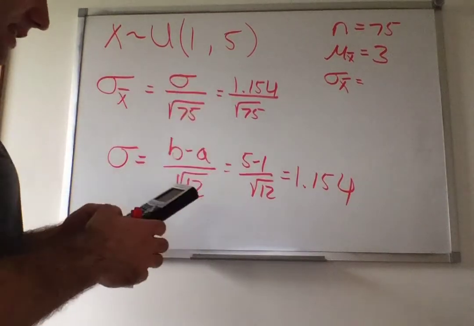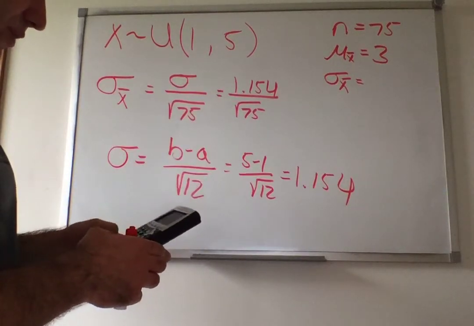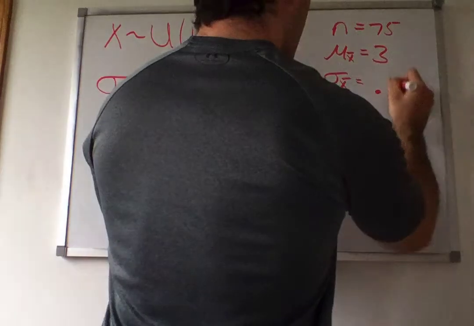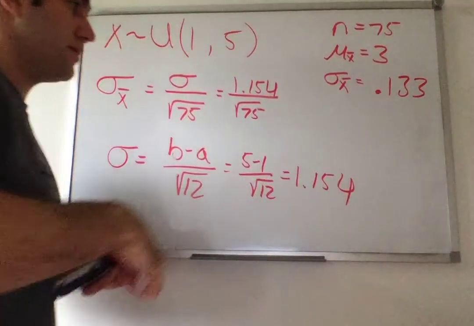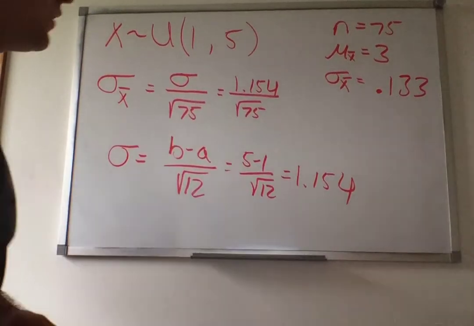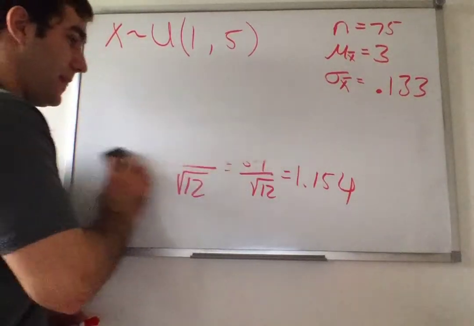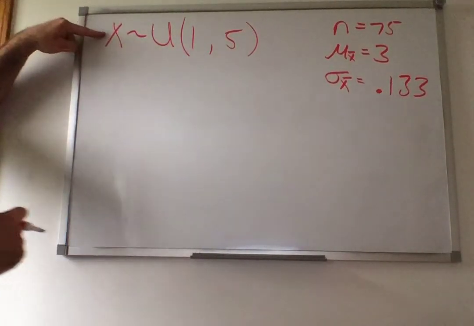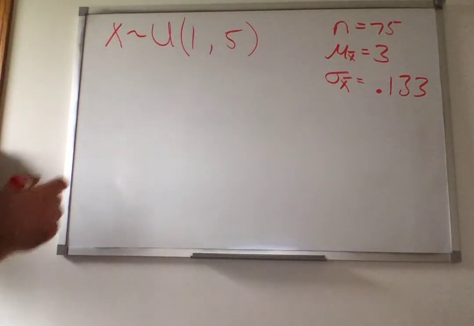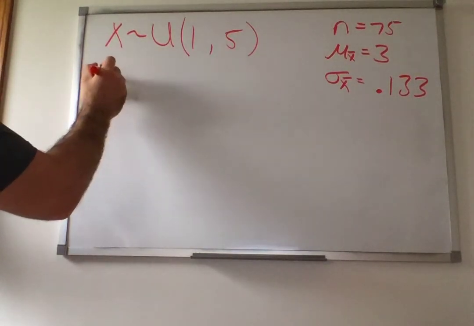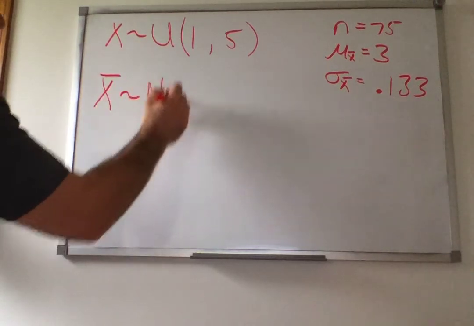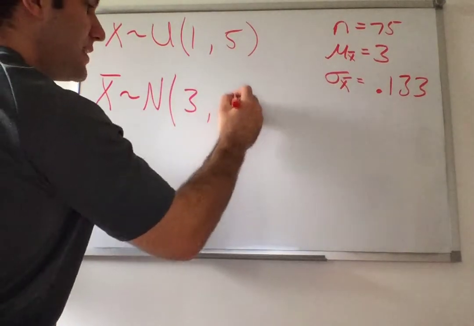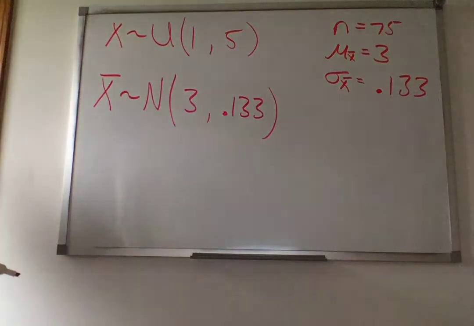So now if we calculate this number, so divide this number by the square root of 75, and we're going to get 0.133, and it repeats. Okay. So now what we can say, although our distribution for our random variable is uniform, our sampling distribution is approximately normal with a mean of 3 and a standard deviation of 0.133.